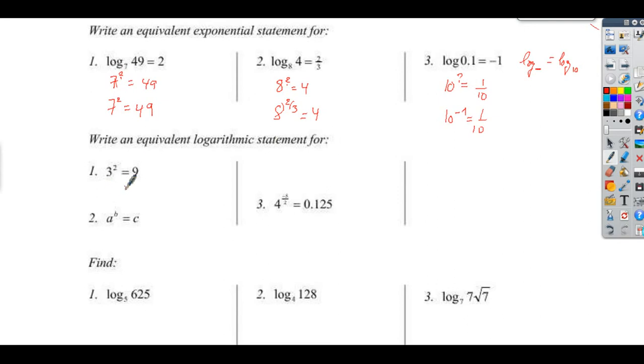The other way around now. 3 squared equals 9. You would write 2 equals log 3 of 9. 2 is the power that you need to raise 3 with in order to obtain 9. Here, we get b equals log a c. Same way. And here, this is -3/2, so -3/2 equals log 4 of 1/8.